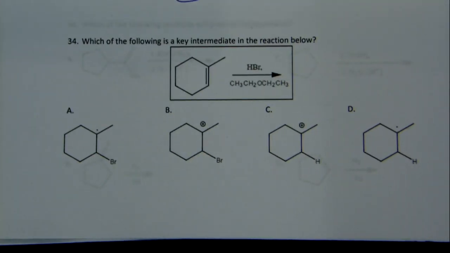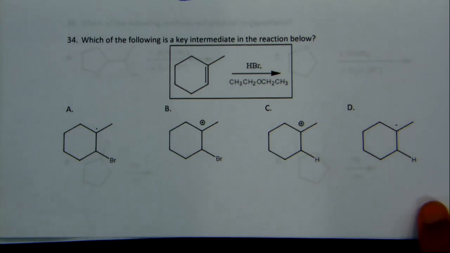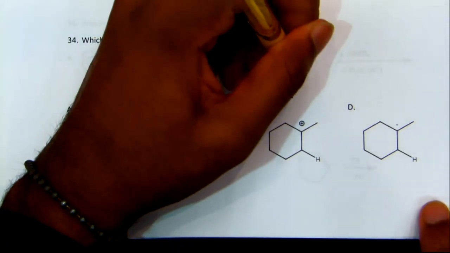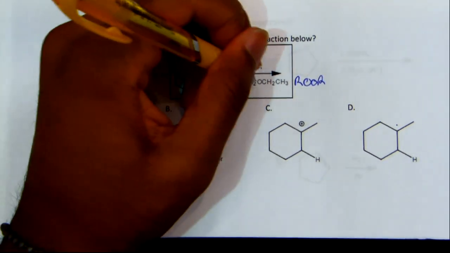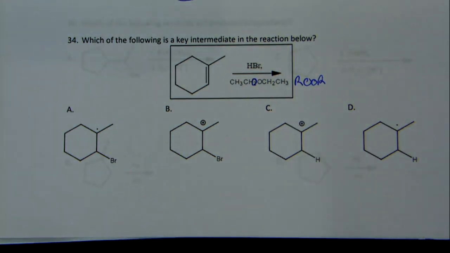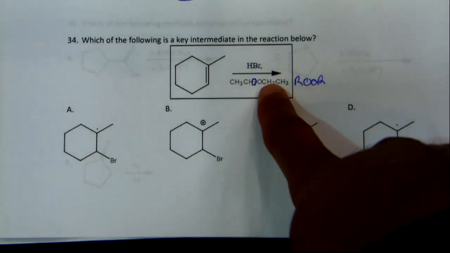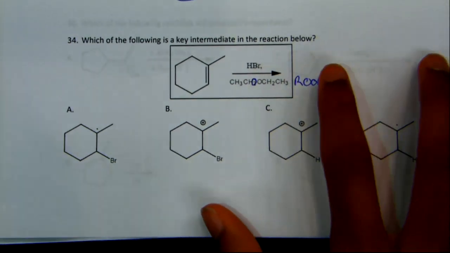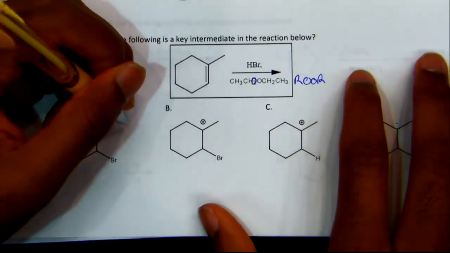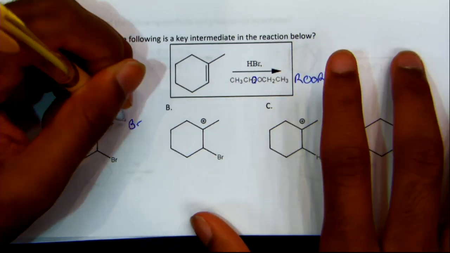Okay, so which of the following is a key intermediate in the reaction below? So HBr, yeah, this should be a peroxide. This should be ROOR. So what determines whether I'm adding the bromine on the most substituted or least substituted depends on this thing. If it's a peroxide, it goes on the least substituted. So this is a radical reaction, so my bromine is eventually going to form a radical. This is what this part does.